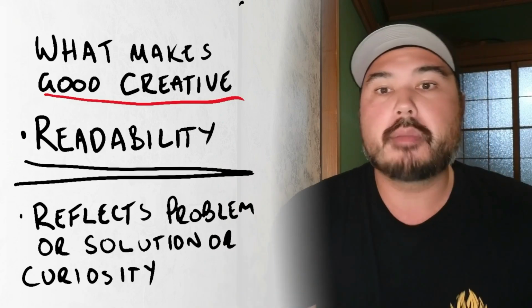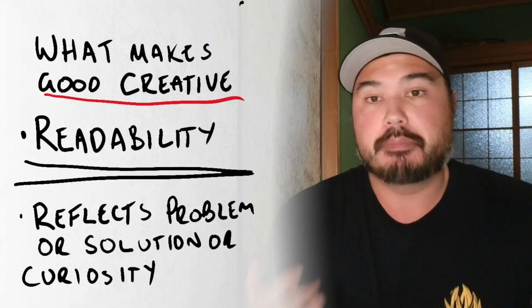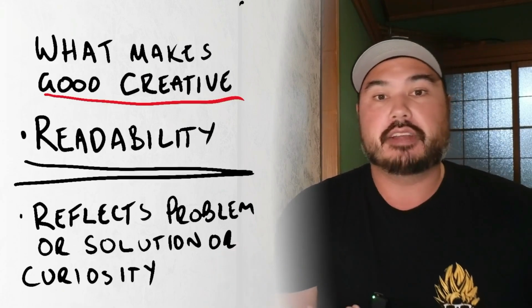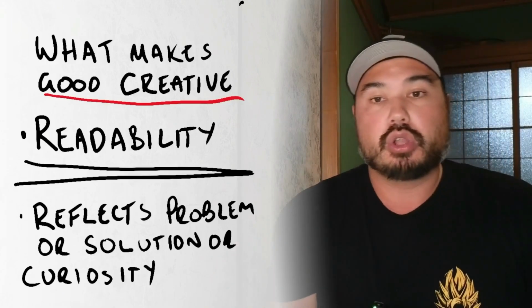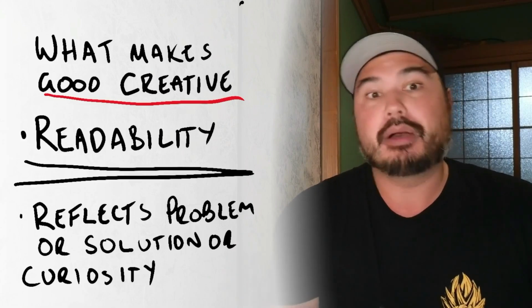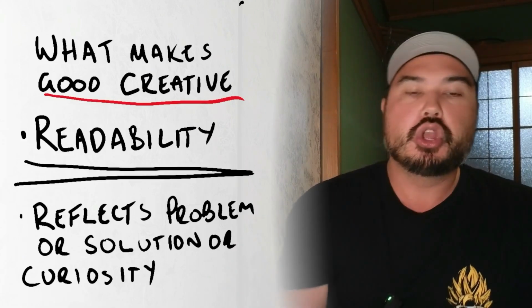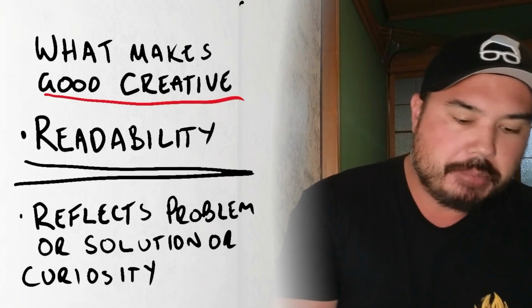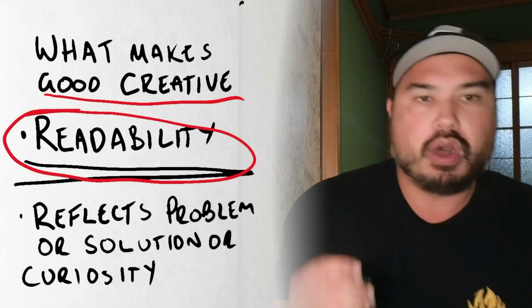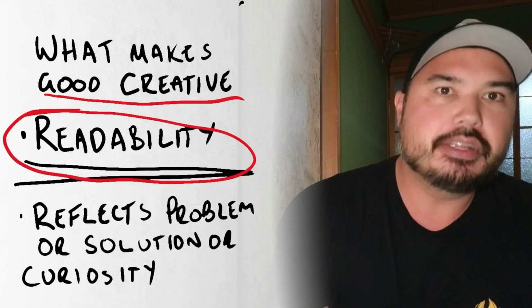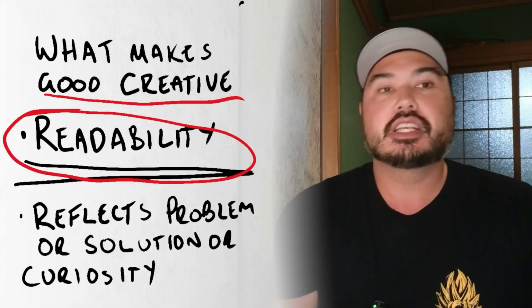So let's talk about some of the things that actually make up a good creative. I know we're skimming through these fundamentals, but like I said, I've got a lot of examples and that's where we're going to learn the meat, but we need to have a bit of background, right? So what makes good creative? Readability is everything. This is number one. Readability is something that people overlook when they make creatives, and it's super important.